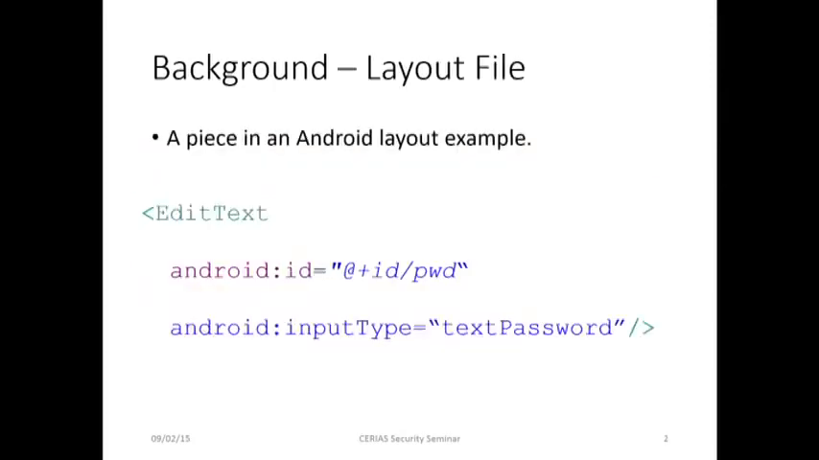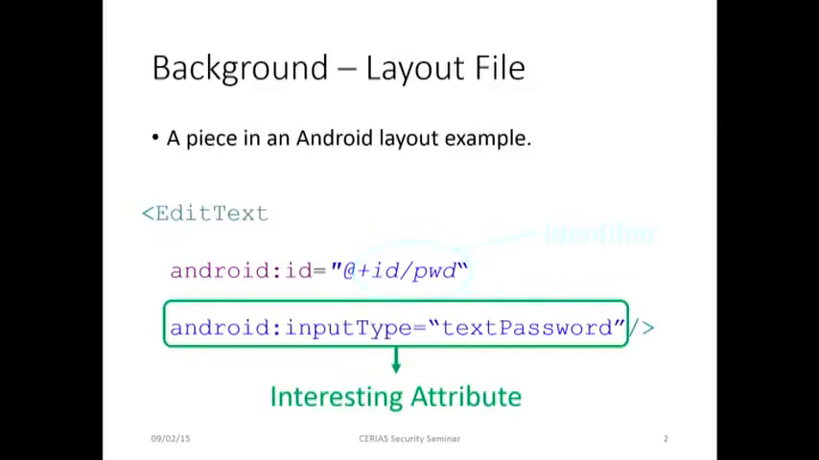The layout files are provided by the developers to statically define the UIs. These files can contain the definitions of the UI widgets as well as certain attributes. In this example, the identifier of the widget is defined here, and the developers can reference this widget via this identifier in the code. Some interesting attributes here can indicate the expected types of the inputs.